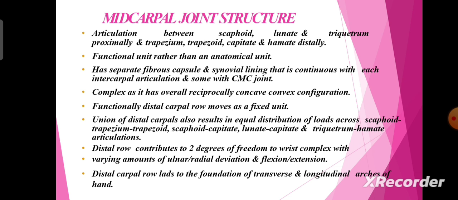The distal row contributes 2 degrees of freedom to the wrist complex, with varying amounts of ulnar and radial deviation and wrist flexion and extension. And the distal carpal row leads to the foundation of the transverse and longitudinal arches of the hand.